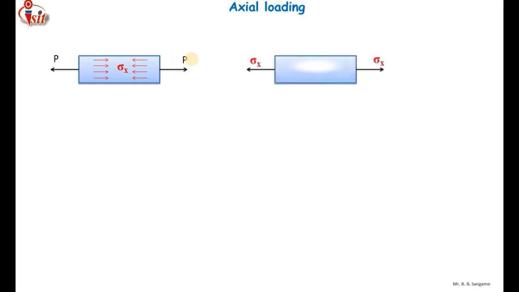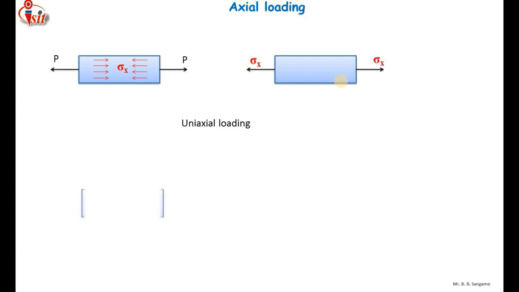I can reconstruct the same figure in this manner. When we apply an external force, there will be an internal resisting force called stress. So sigma x is the internal resisting force which is acting along the x-axis. This particular type we can call uniaxial loading, and the same thing happens in the tensile testing of a component, which is also tested in a uniaxial manner. So this is called uniaxial loading.